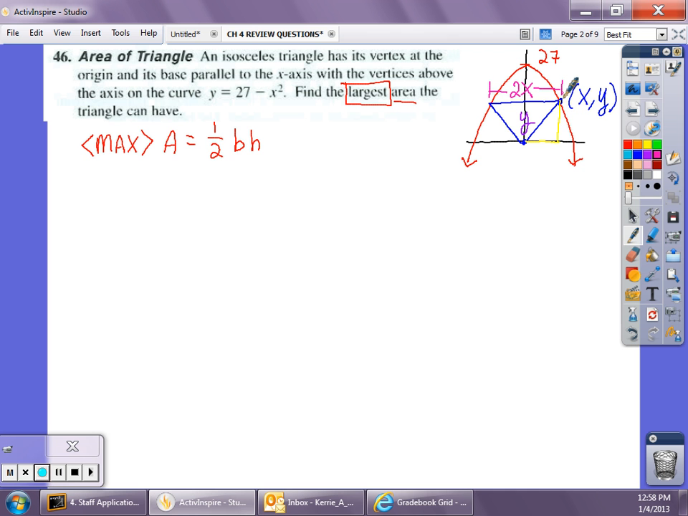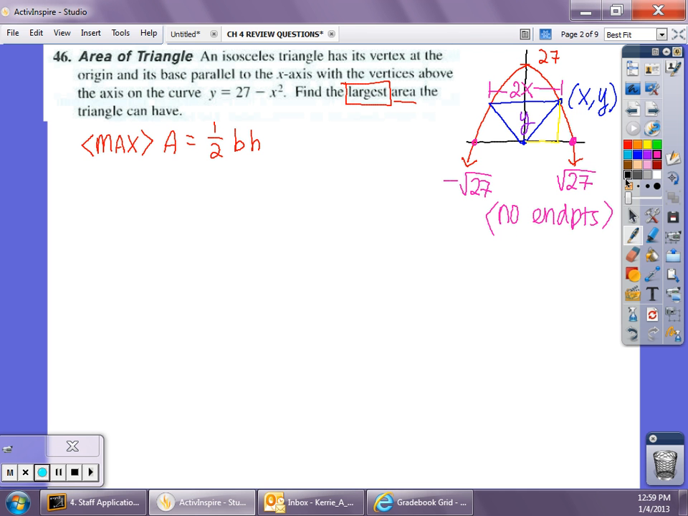Other things I can tell by this, they said that the base is above the x-axis. So really, the biggest x value I could possibly have is here, and that's positive root 27. The problem is it's not considered an endpoint, and the smallest is negative root 27. We wouldn't use those as endpoints because then you wouldn't have a triangle. You'd have a flat line. So I know, right now, we have no endpoint.